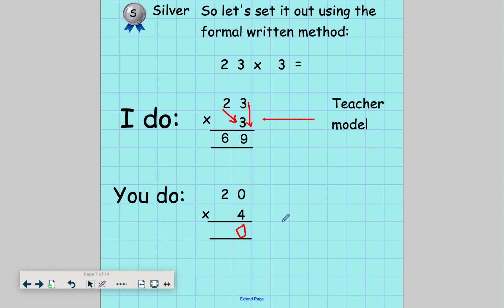2 times 4, 8. And we're going to move our 8. I should have written a 0 in here. I drew it in. Get rid of that. That's rubbish. Goodbye. And 0 in there. So our answer to that is 80. Well done. Hopefully you got that. Right.